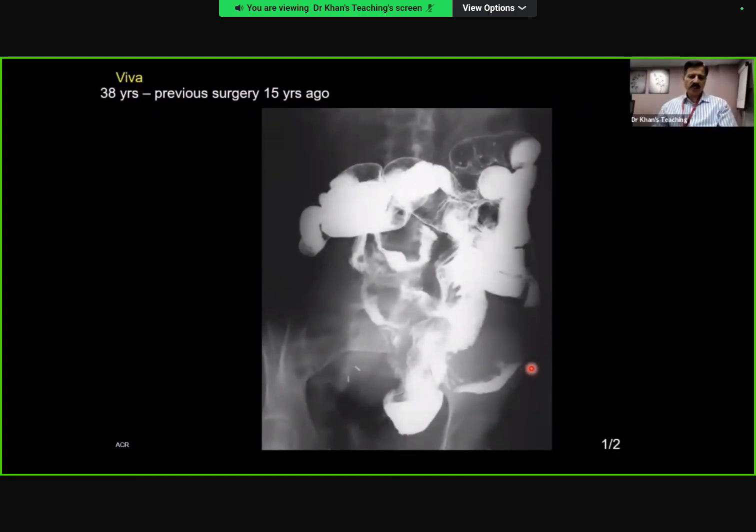Okay, this patient had previous surgery 15 years ago.